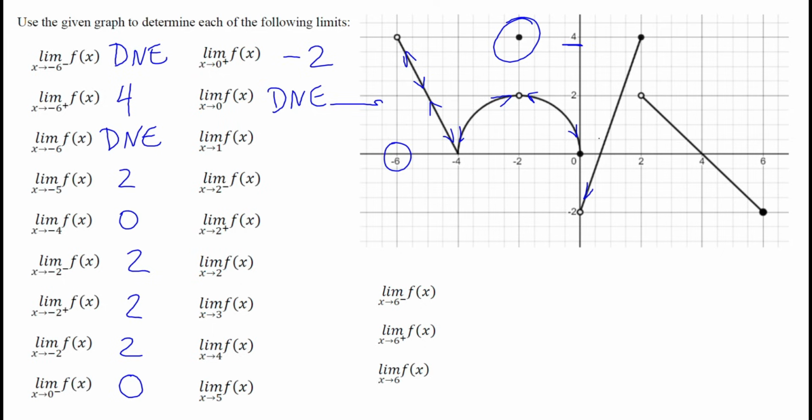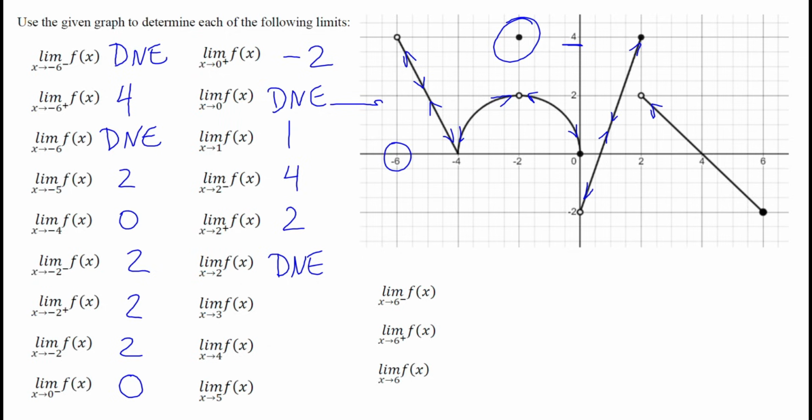As we approach 1, we're just going up from both sides to this point at y equals 1. So the limit as x approaches 1 is 1. As we're approaching 2 from the left, we're going up towards that point at y equals 4. But as we approach 2 from the right, we're going up to a y value that's getting very, very close to 2. Since those two limits aren't the same, the two-sided limit at 2 does not exist.